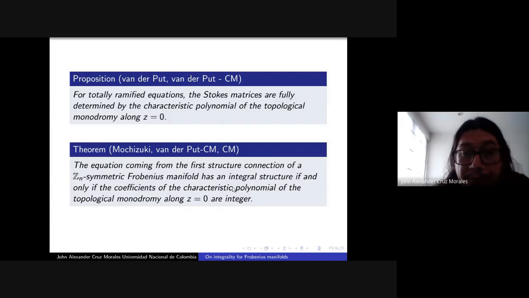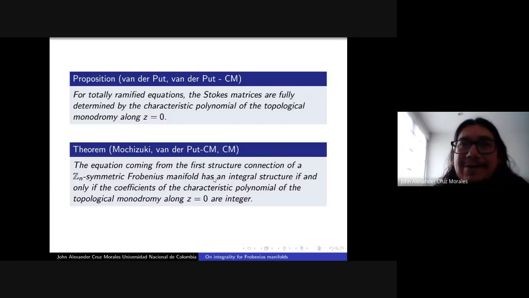Because this means that if the coefficients are integers, then because of this property here, the entries of the Stokes matrices are integers, right? And in a very informal way, we can define an integral structure in the Frobenius manifold as the property of having integral Stokes matrices. That's the point. So this theorem, in some sense, characterizes some Frobenius manifolds with this integrality property. The problem is that actually there is no explanation of why this integrality should appear in this context. And in the 10 minutes I have, I will try to discuss that problem: what the integrality would mean.